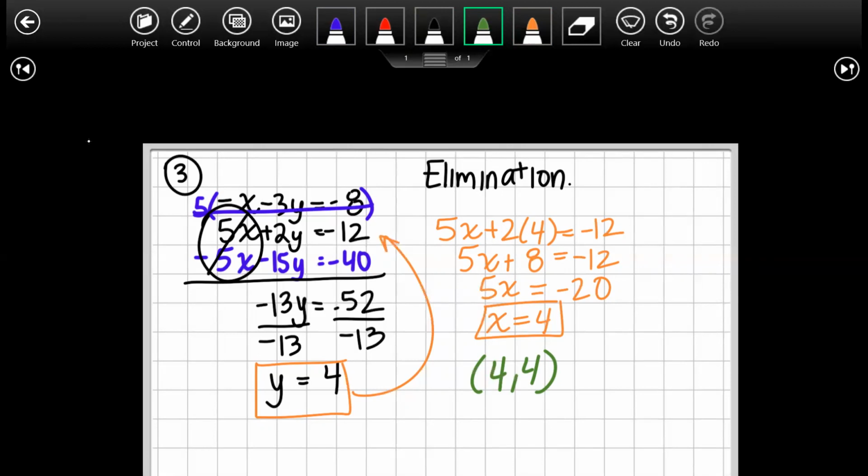Why is it not there? Did I make it? Oh, no, negative. Negative. Sorry. Thank you. I had the right answer, just wrong sign. So that deals with number 3 there.